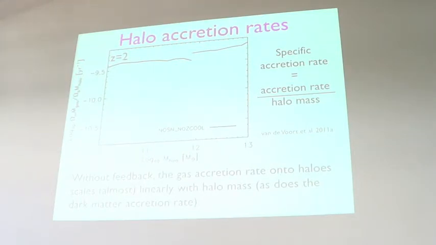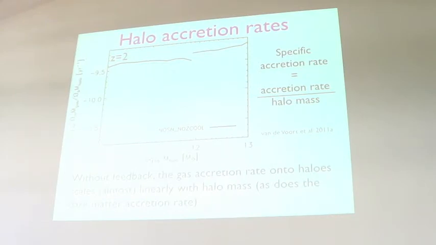There's a break also at about 10 to the 12 solar masses. That's because above the break I've used a low resolution, large volume simulation, and at the lower masses I've used the smaller simulation, so it doesn't have these high mass objects, but it has better resolution.